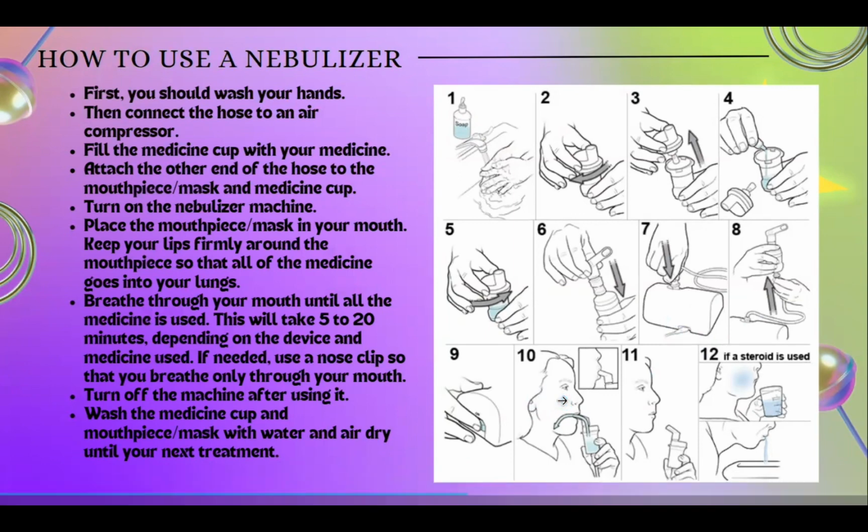Keep your lips firmly around the mouthpiece so that all the medicine goes into your lungs. Breathe through your mouth until all the medicine is used. This will take 5 to 20 minutes depending on the device and the medicine used. If needed, use a nose clip so that you can breathe only through your mouth. Turn off the machine after using and then wash your medicine cup or mouthpiece or mask with water and air dry until your next treatment.